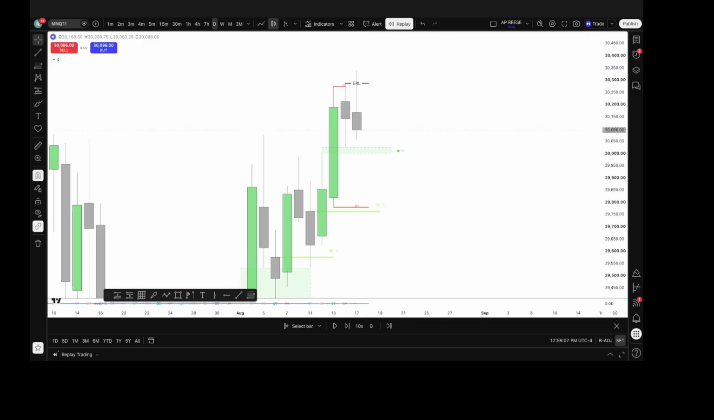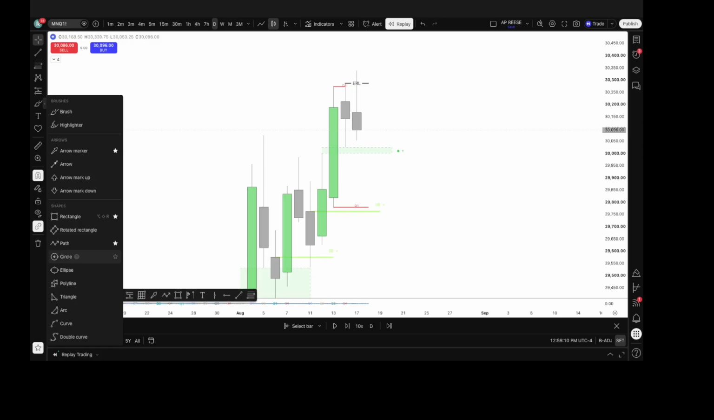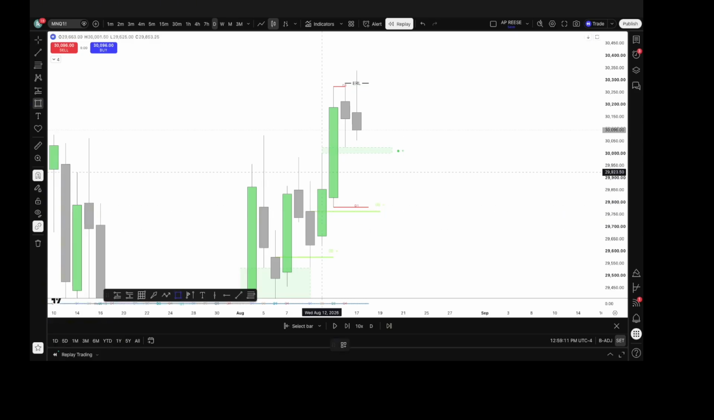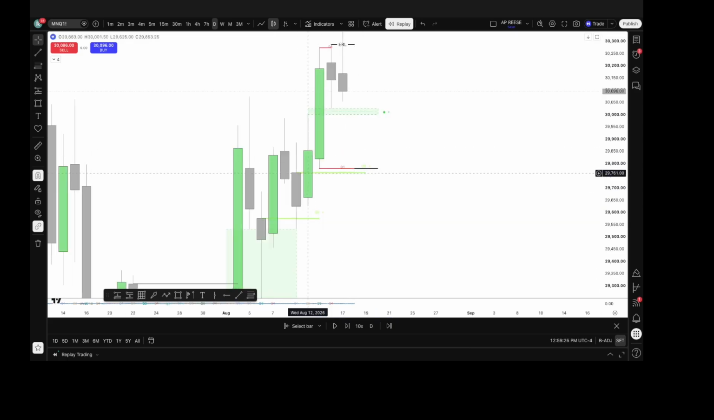So the first thing we want to identify is what is the liquidity that price is going to want to target. We can see we have a fair value gap right here. This would be considered our internal range liquidity. And then we also have the previous week's low, or not even the previous week's low, we just have Thursday's low. The previous week low is going to be down here, which is our third target that we can target.